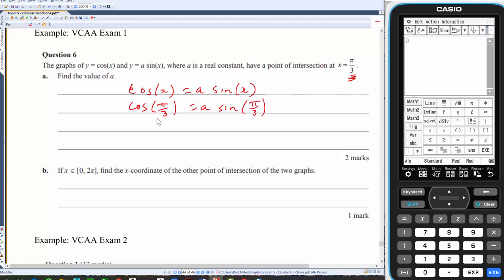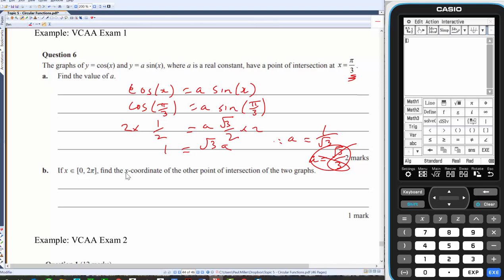Here's where it's important to know your exact values. That's the cosine of 60, which is a half, equals a times the sine of 60, which is not a half. That's the other one, which is root 3 on 2. If I multiply both sides by 2, we get 1 equals root 3 a. Therefore, a is equal to 1 on root 3. There's no need to rationalize that, but if you saw fit to, you could write it as root 3 on 3.